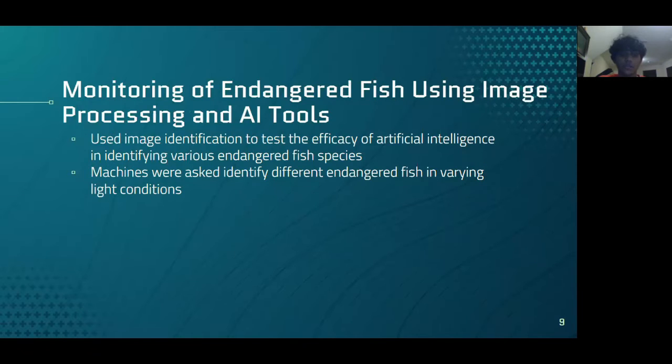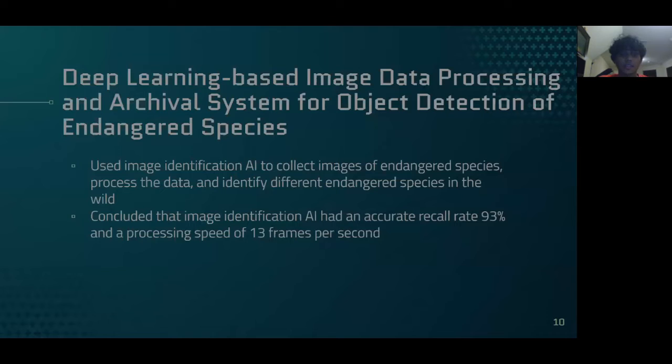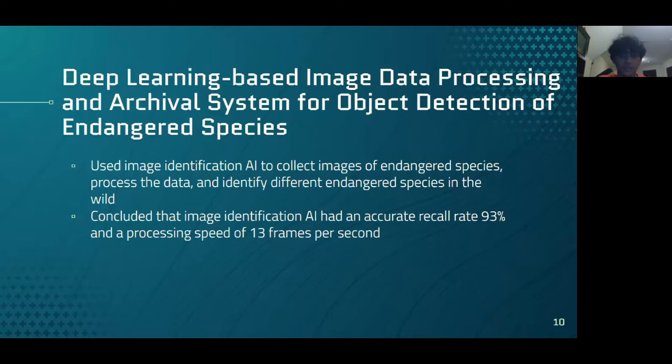This study used image identification to test the efficacy of artificial intelligence in identifying various endangered fish species. In the study, machines were asked to identify different endangered fish in varying light conditions. This study used image identification AI to collect images of endangered species, process the data, and identify different endangered species in the wild. The study concluded that image identification AI had an accurate recall rate of 93% and a processing speed of 13 frames per second.